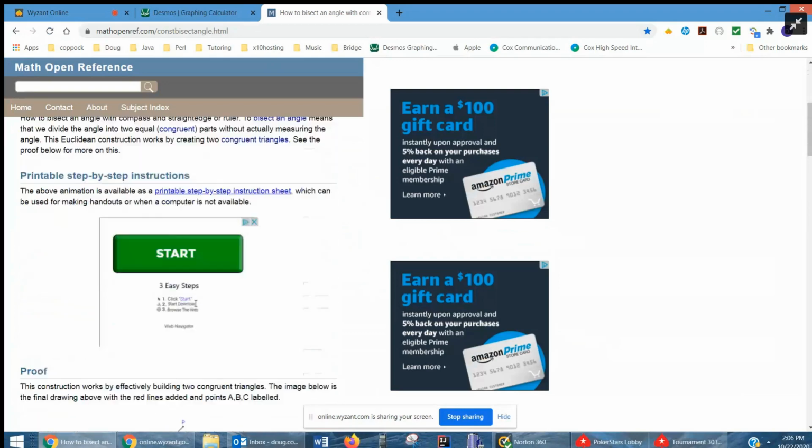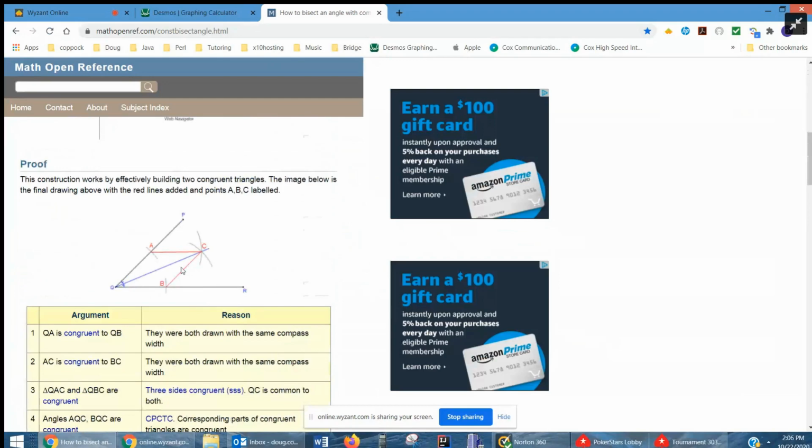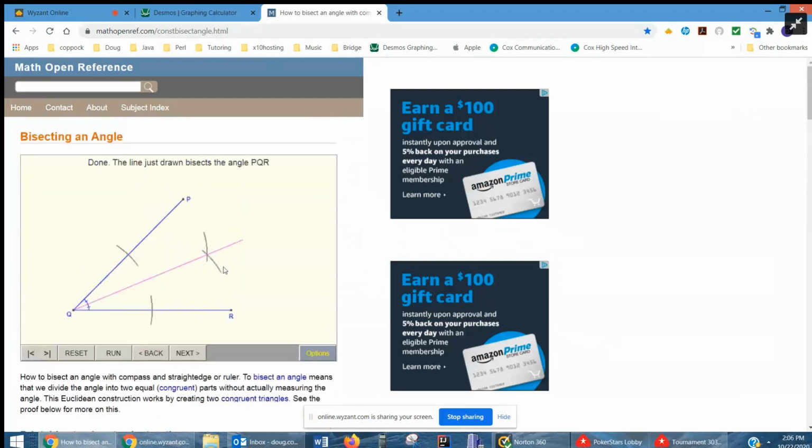If you scroll down, it'll show you why it's the angle bisector, but you might not have enough background to understand that proof yet.